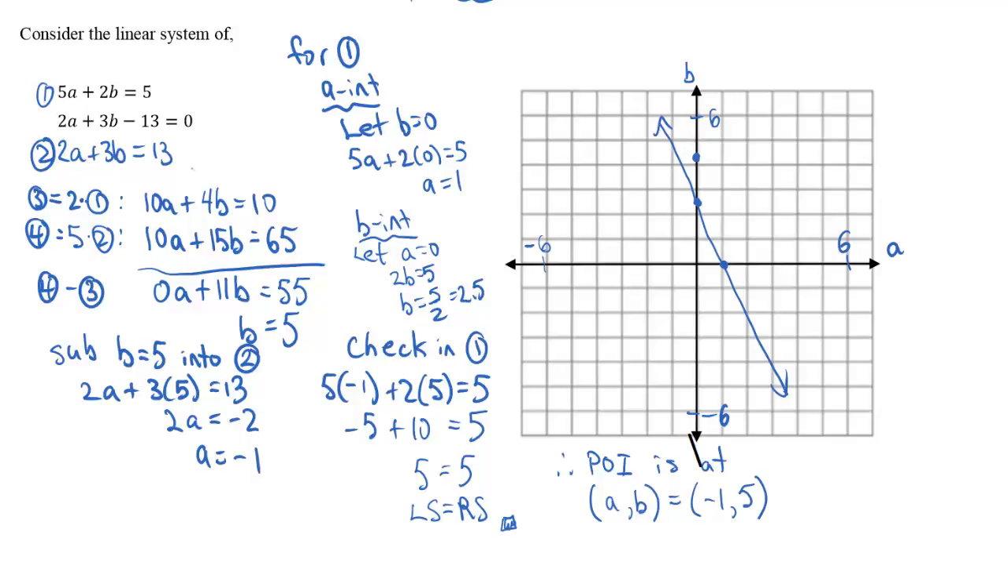Let's make this red. And my y-intercept is going to be 13 over 2. So that takes me over here at about 6.5. And I'm going to do my best to draw a straight line.